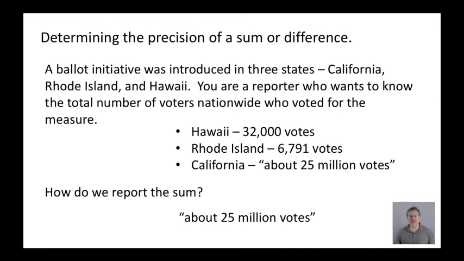And if you gave something that was more precise, it would reflect a precision that is inappropriate and would imply that you know more information than you actually have. So for responsible reporting, you have to be transparent about the degree of uncertainty that exists in your measurements, and report, in this case, about 25 million votes.